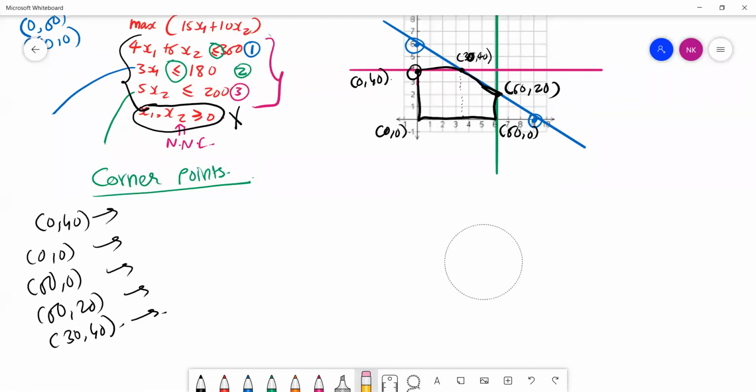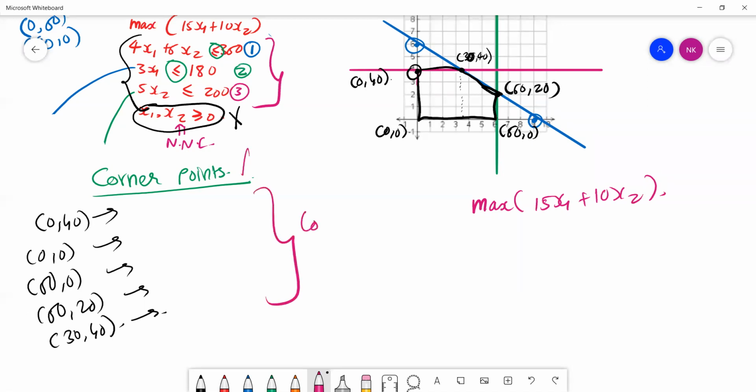Now, my next step will be to look into the objective function, that is to maximize 15x1 plus 10x2. This is my next step, to maximize the objective function. So for all the corner points, I will be finding the corner point solution. So how will I be finding it? Just substitute 0 comma 40 into this one. So x1 equal to 0, x2 equal to 40. So it will be 400.